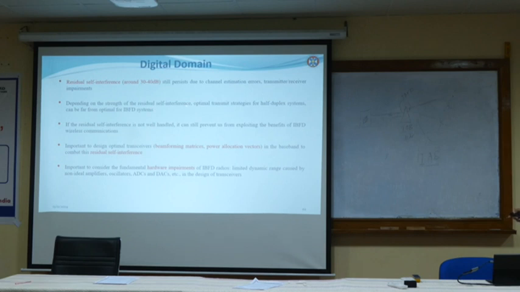Depending on the strength of the residual self-interference, the optimum transmission strategy for a half duplex system can be far from the optimum for an in-band full duplex system. If the residual self-interference is not well handled, it still prevents us from benefiting. So we still need to properly handle and eliminate it, and only then can we enjoy the in-band full duplex benefit. We can use many techniques to handle that residual self-interference, such as beamforming, power allocation, etc.